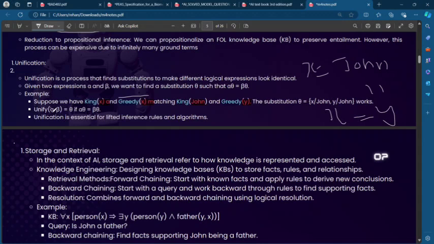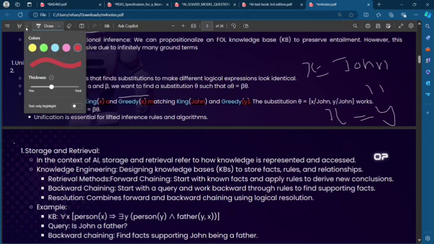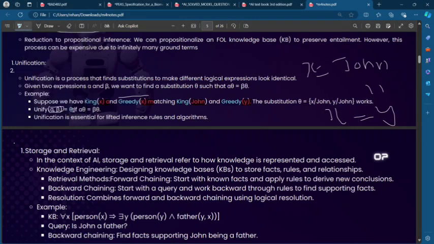So both are the same. Unify a comma b simply means you are making a and b both equal. Simple, you can understand, right? Here theta is equal to theta. I'll explain once again. It's very simple. Suppose theta is x. So this theta and this theta, if x is equal to John, and x is equal to y, then I'll unify John and y, which means John and y are equal. Understood? That's what unification means.